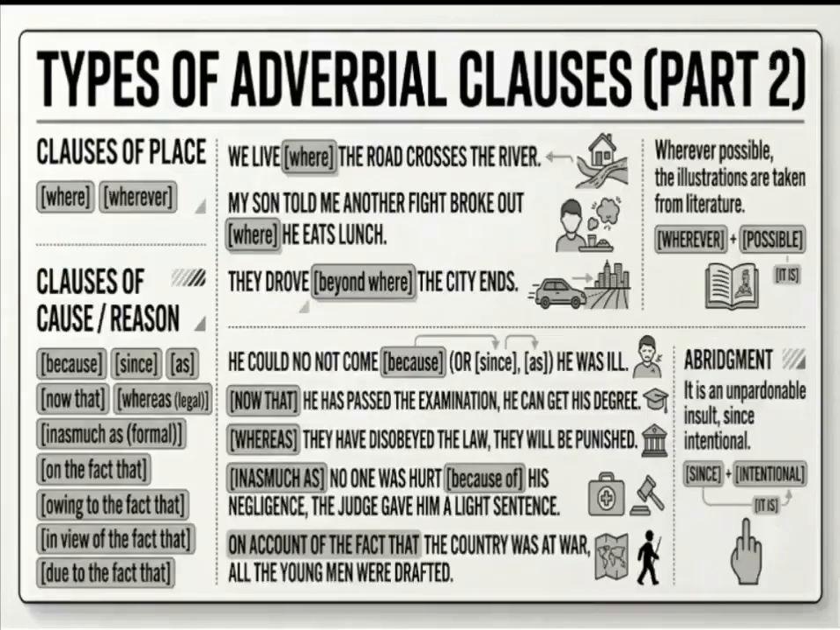Clauses of place answer the question where. They are usually introduced by where or wherever. Look at the example. We live where the road crosses the river. The clause where the road crosses the river tells us the exact location of our living.